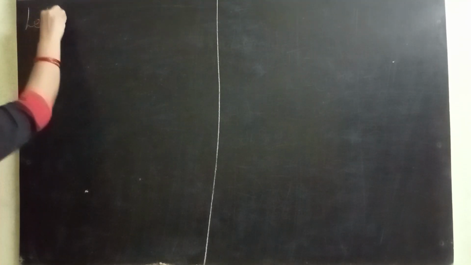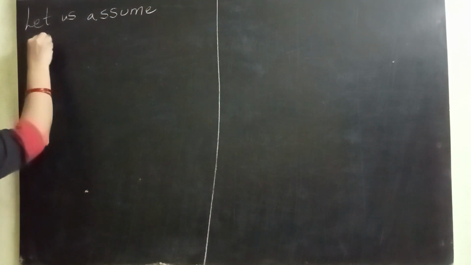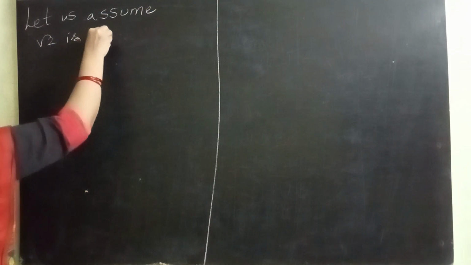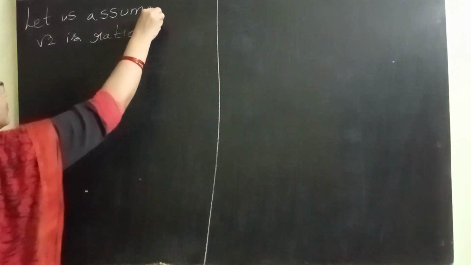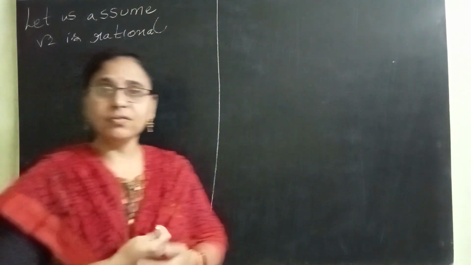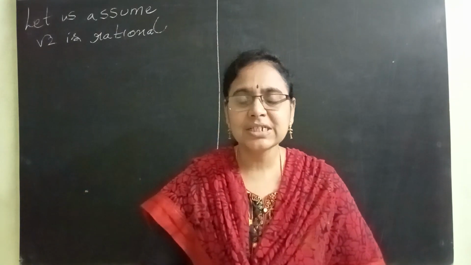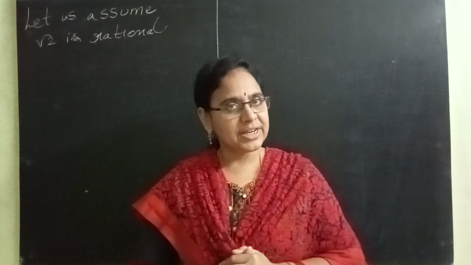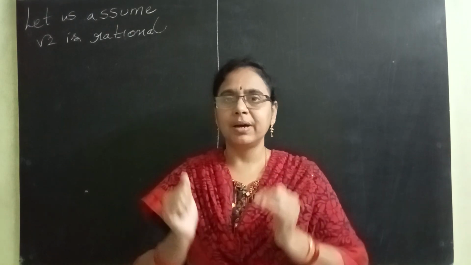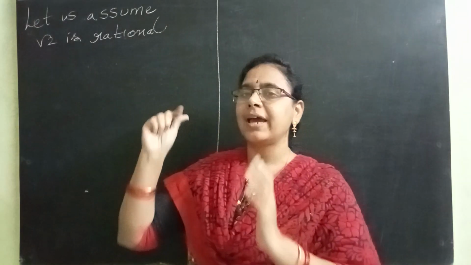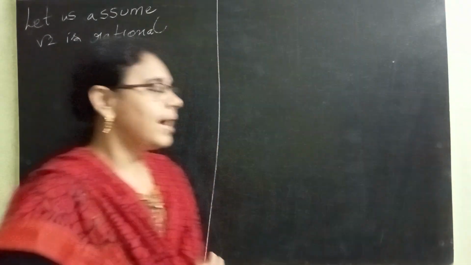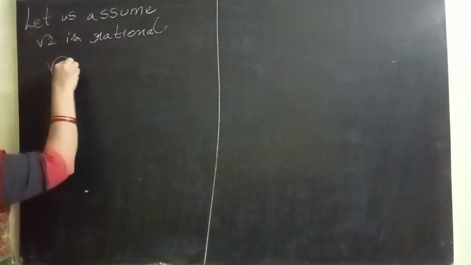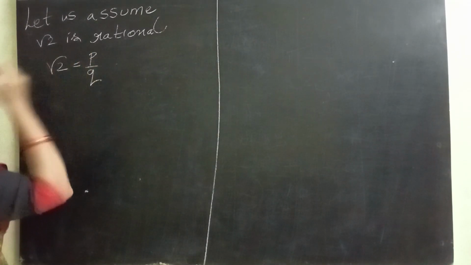Let us assume root 2 is rational. Rational numbers are in the form of p by q. So here I already assumed it is rational, so I am taking root 2 is equal to p by q.